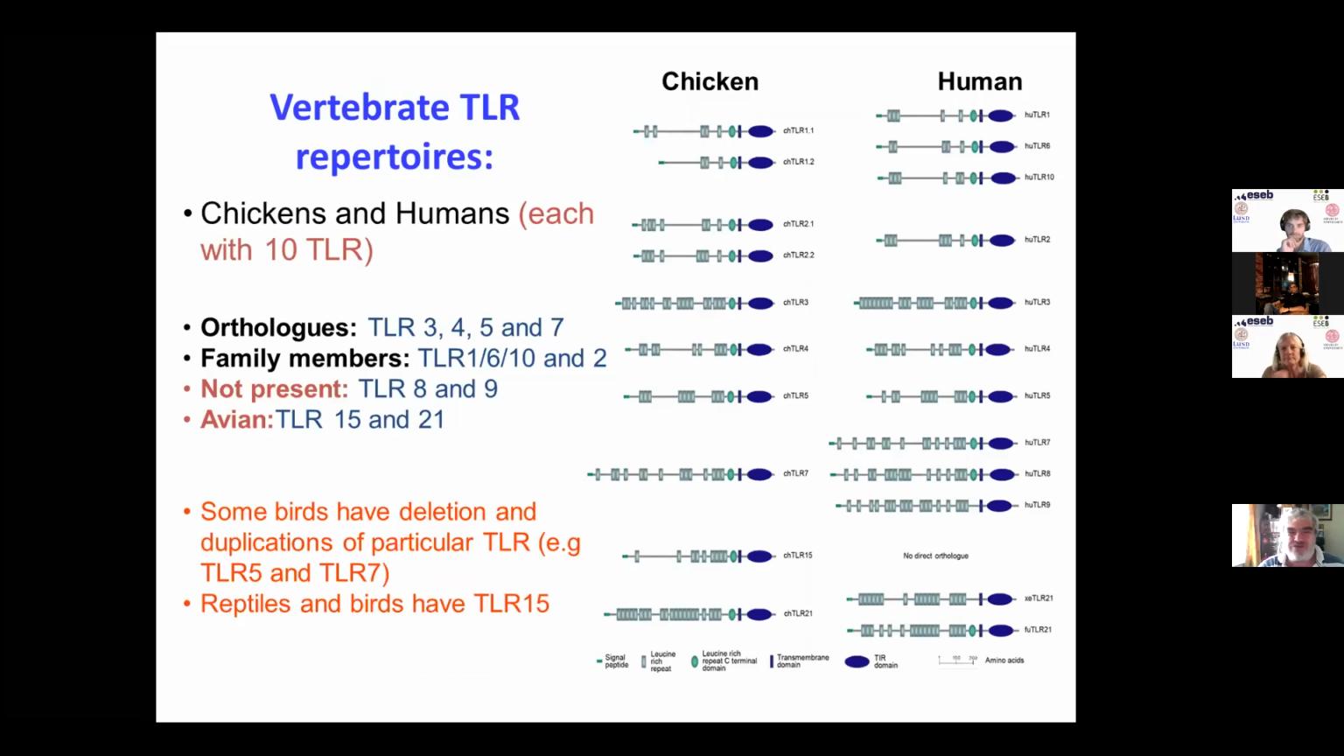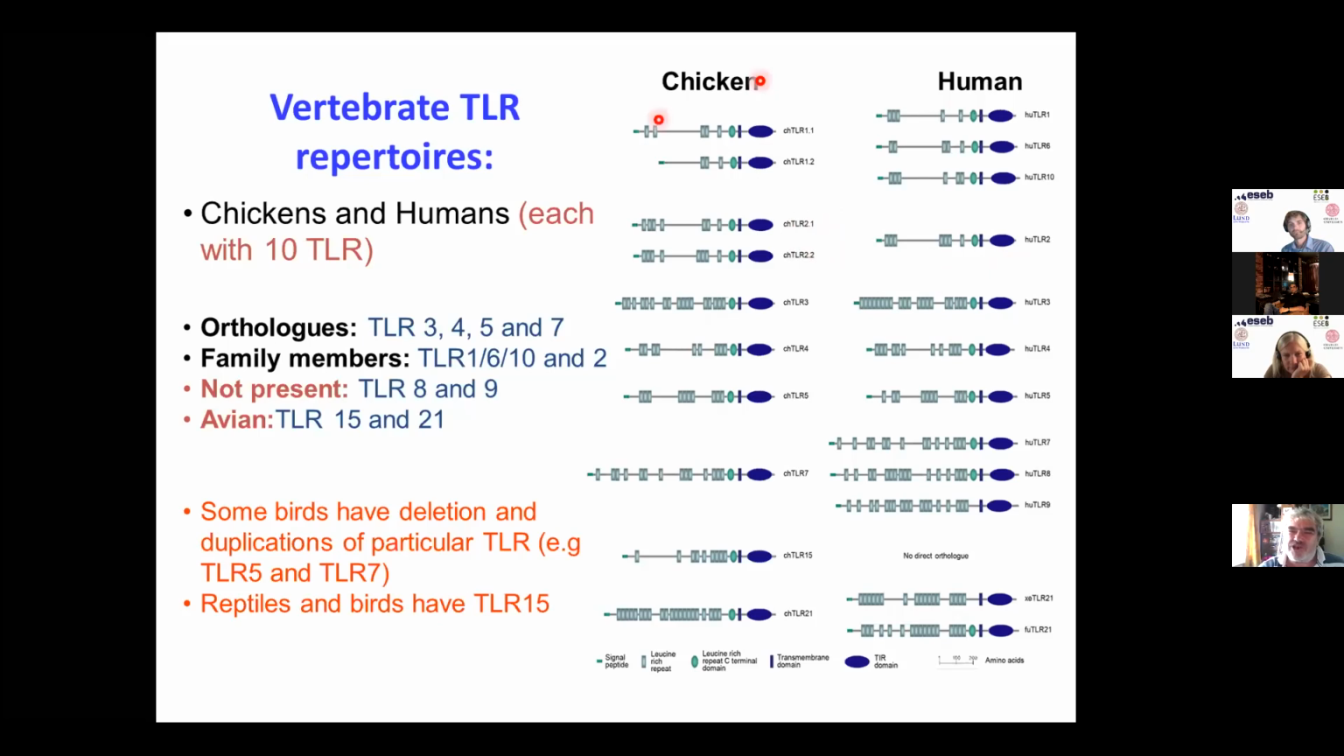versus humans. Both chickens and humans have 10 TLRs. They have a clear set of directly orthologous TLRs, including TLRs 3, 4, 5, and 7, direct orthologs in both groups. They have TLRs that represent conserved family members. So both chickens and humans have TLR1 and 2 families. In humans, the TLR1 family is represented by 3 genes. In chickens, it is just 2, whereas in humans, the TLR2 family is represented by a single gene, and in chickens, and all birds, represented by 2 TLR2 genes.